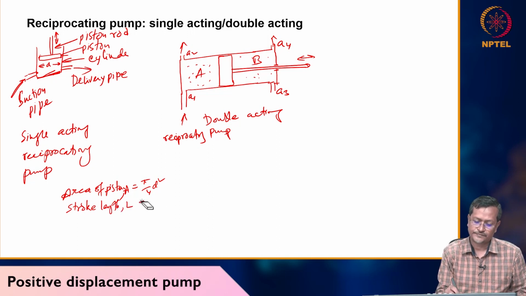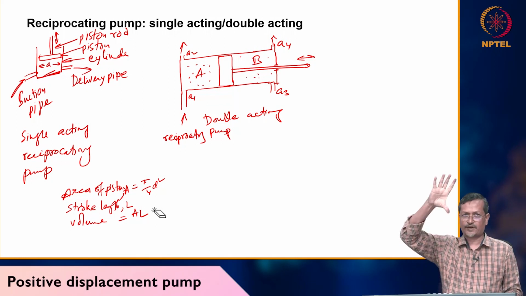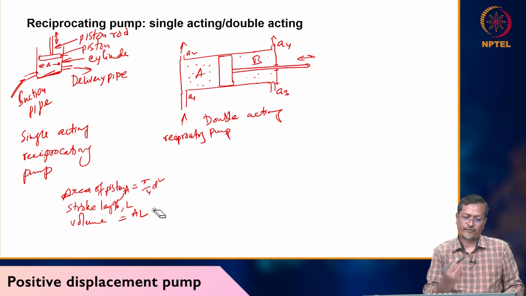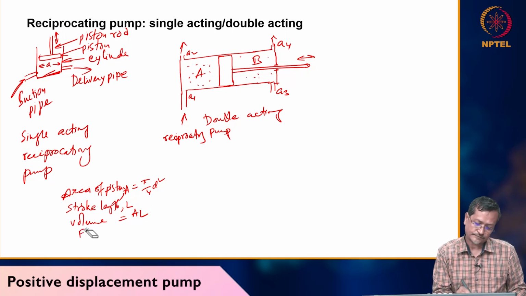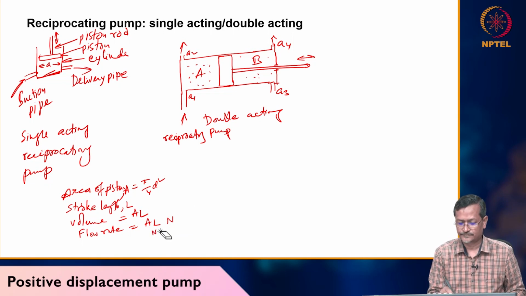Okay, L. So, volume A into L, total volume delivering, let us say area and total length. So, total volume delivering in one time. And what is the flow rate then? A, L, N. N means number of strokes.